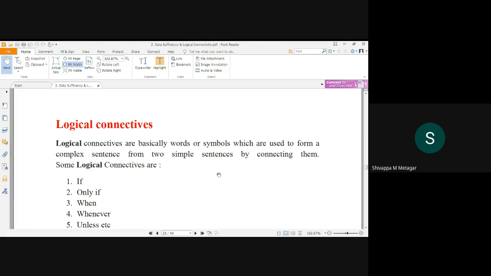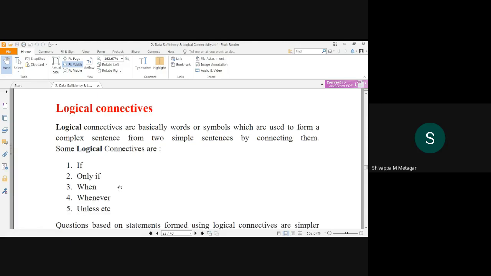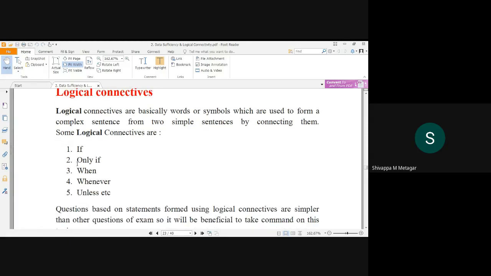It means we have to combine two simple statements to form a complex sentence by connecting them. Some logical connectives are given here. In the definition of logical connectives, they have said that two simple statements are used to make a complex statement by using these logical connectives.